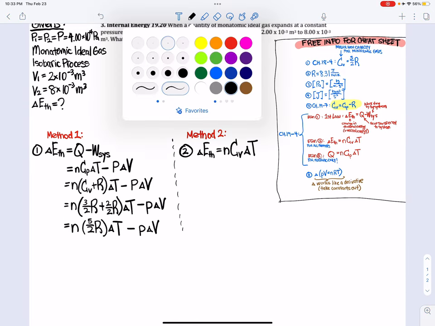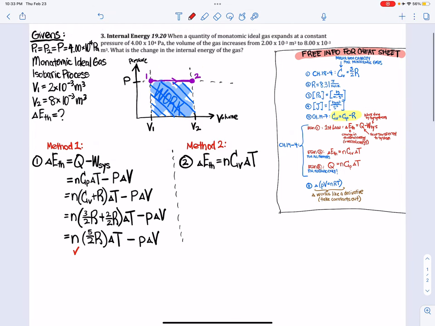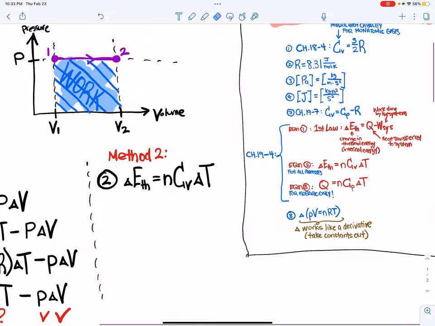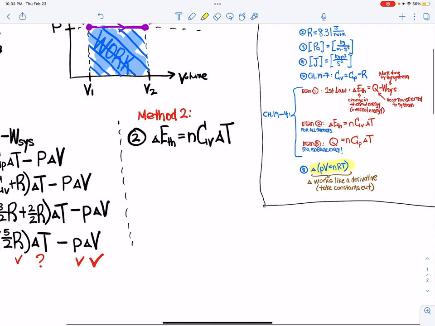So what do I know here? I know N, right? That was given to me. I'm sorry, I do not know N. I do not know N. I know R. I don't know delta T. I know the pressure and I know delta V. So that is going to be kind of tough. And that's where this random equation right here, or this random info, comes in handy, right?